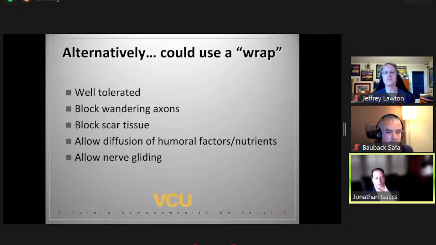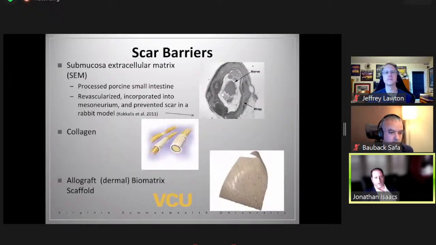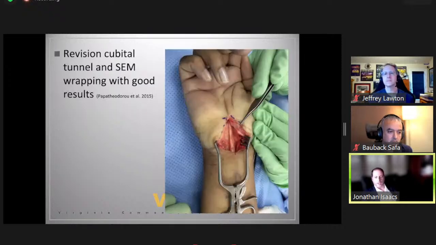There are wraps that you could use, both commercial and autograft. The ideal wrap should be well tolerated, obviously block axons and block scar tissue. It should allow diffusion of humoral factors and nutrients, and certainly should allow nerve gliding. There are a couple of the more popular ones on the market. There's a submucosal extracellular matrix from processed porcine small intestine tissue. This has been shown in animal data to revascularize and become incorporated in the mesoneurium. There's a collagen product. There are dermal allograft products.